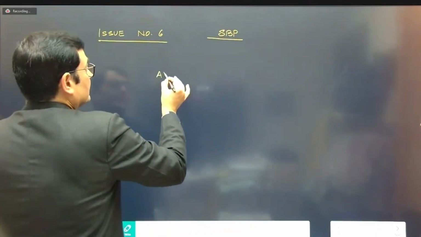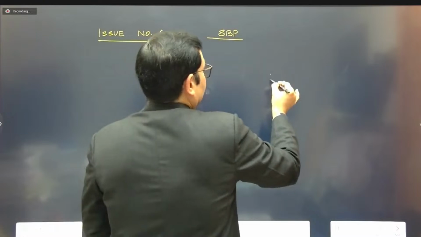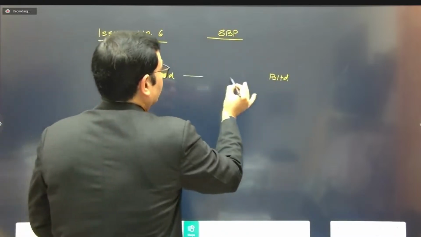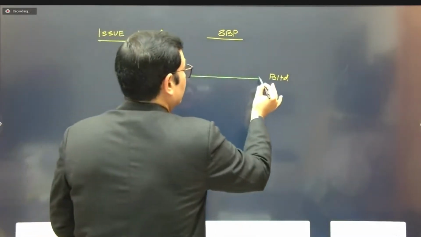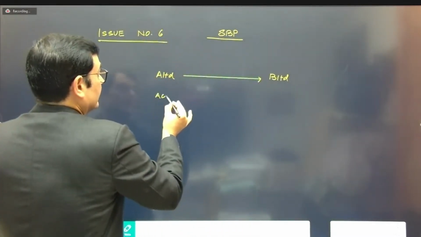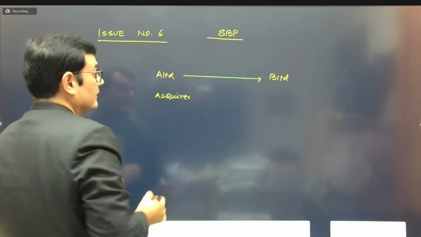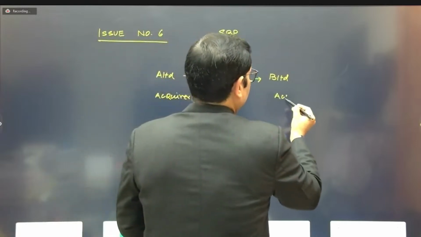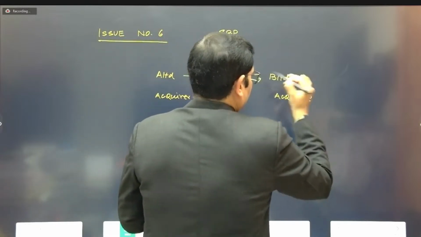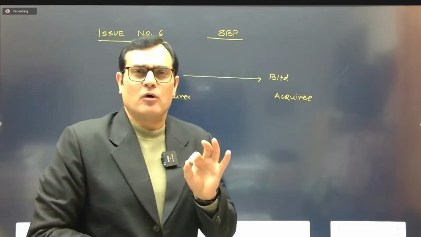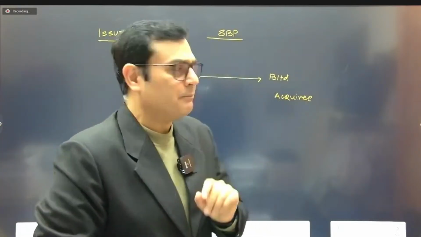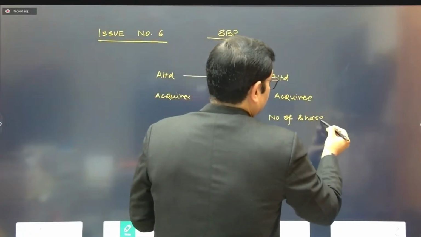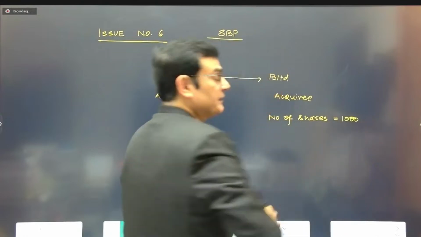Now, let's imagine there is a company A Limited and a company B Limited, and let's say A is the acquirer and B is supposed to be the acquiree. So let me put it out here that A is the acquirer, considering the legal as well as the accounting acquirer, and B is the acquiree. Now, let us consider that B Limited has a total of 1,000 shares in the company.